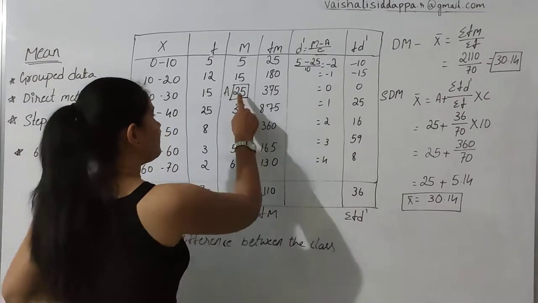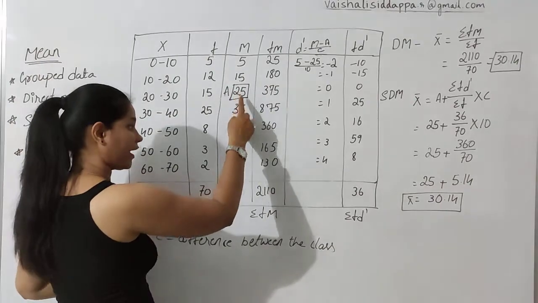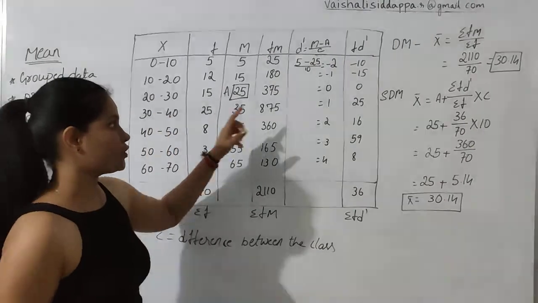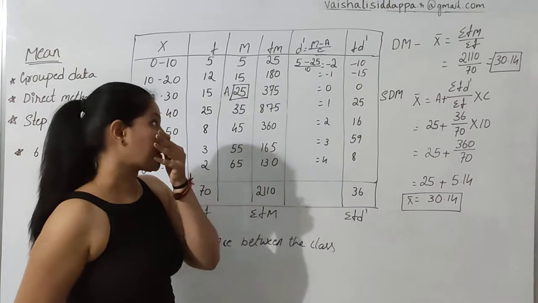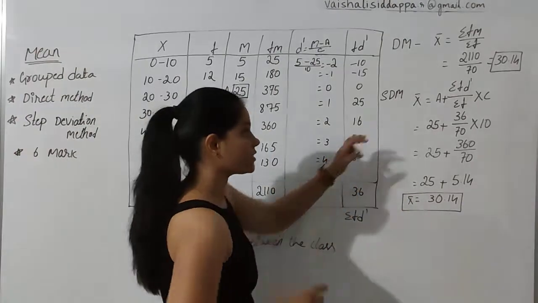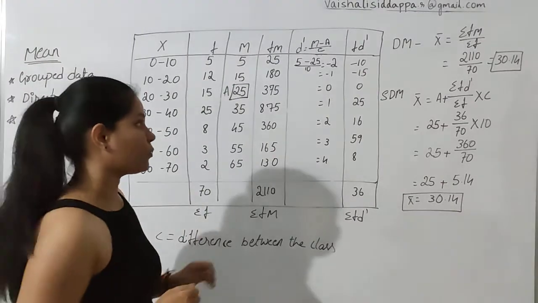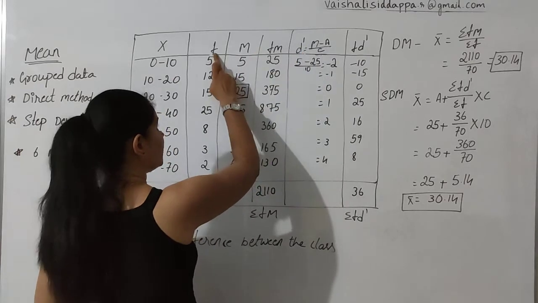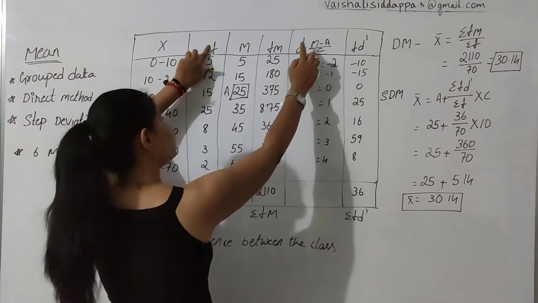So this way, from M you continuously subtract 25 and divide each time by the class difference. Then you're going to get the answers minus 2, minus 1, 0, 1, 2, 3, 4. The total of d dash is not required, because the formula demands sigma f d dash. So you have to continue the process. You have got the d dash, and you have f here, so keep multiplying these two: f into d dash.